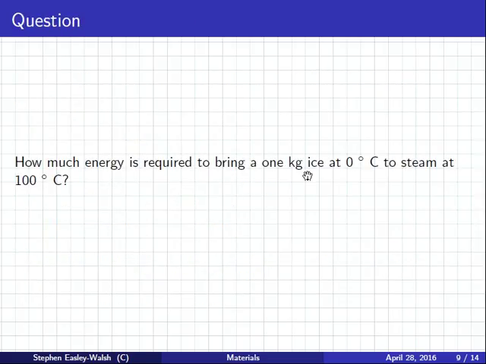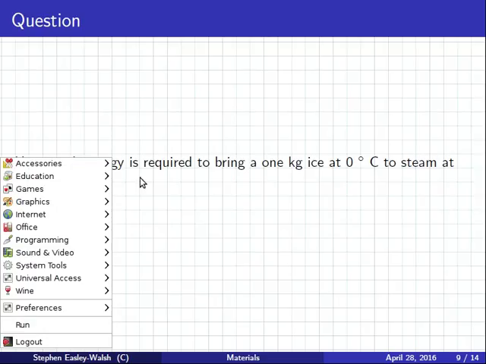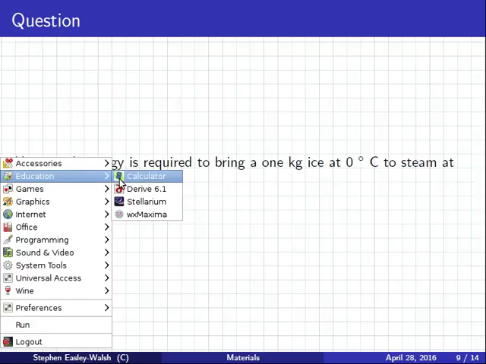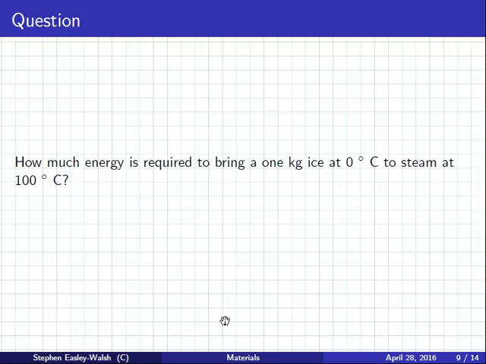So let's have a look at an example. How much energy do you need to change 1 kilogram of ice into 1 kilogram of steam? So, going from 0 to 100. So this is just using the calculator here. I'd like everybody to try and bash in the numbers. So we want to go from a kilogram of ice at 0 to a kilogram of steam at 100.